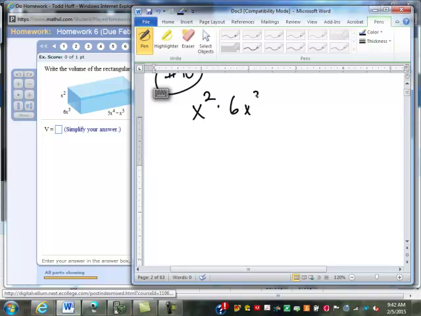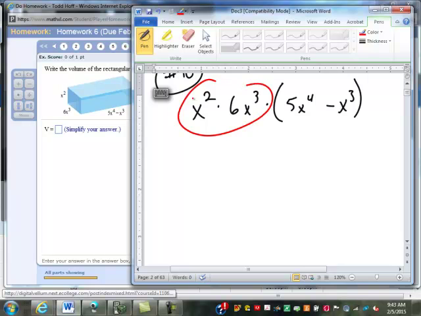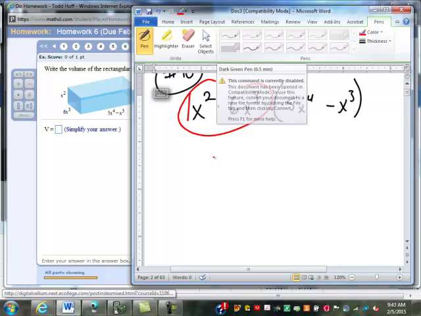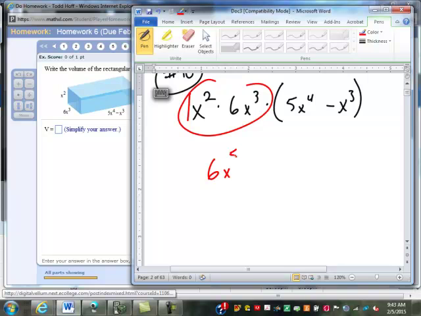Yeah, got it. So volume is length times width times height. So I'm just going to multiply these two dimensions together. Again, I'm going to put them in order from the smallest or simplest to the most complex, just because it makes life a little bit easier on us. I'm going to multiply the first two: x squared times 6x to the third. So 1x squared times 6x to the third is 6x to the fifth.